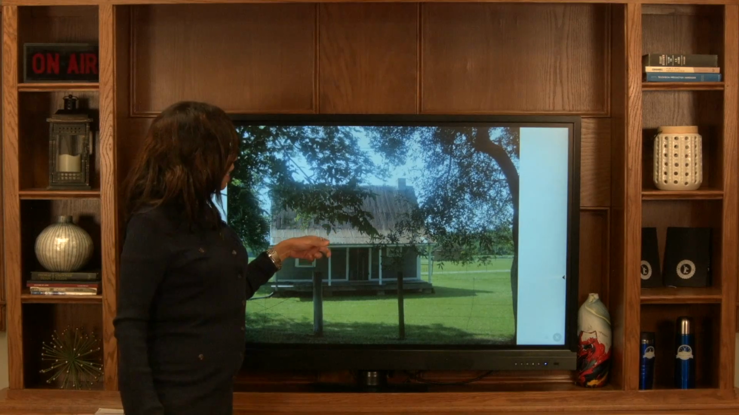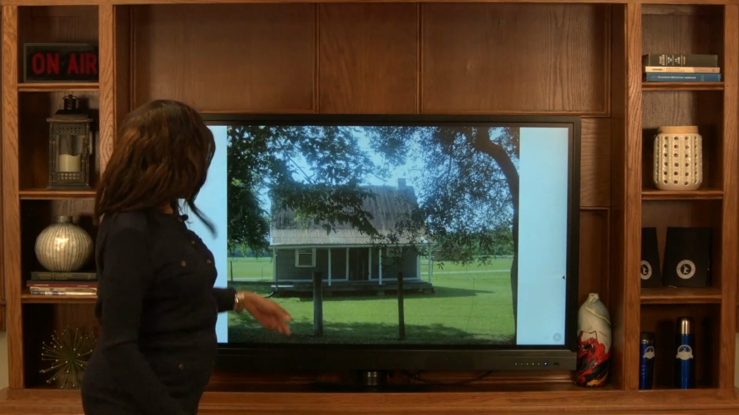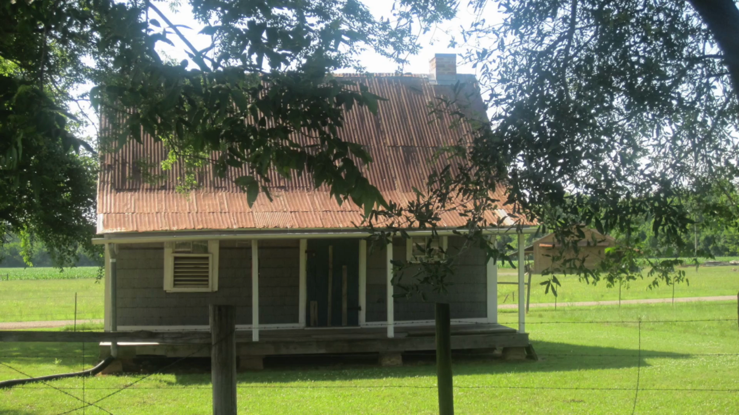So this is a slave quarters. It's where we were allowed to live on the plantation's property. This is a better looking slave quarters than most. Most of them did not even have doors. Some had windows, some not, but it was pretty impoverished conditions for us.